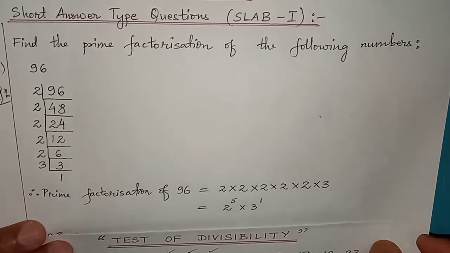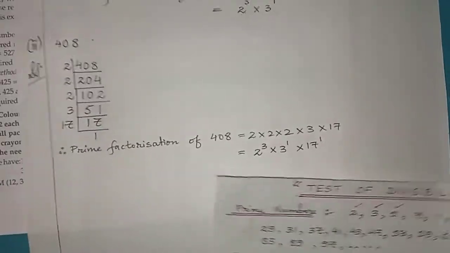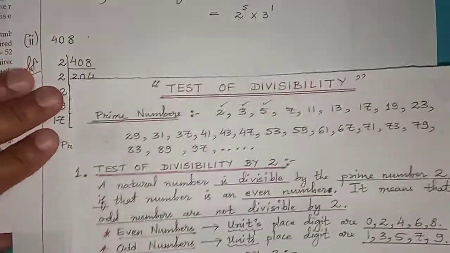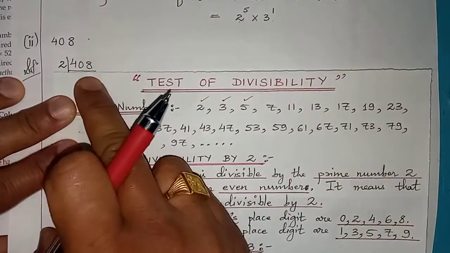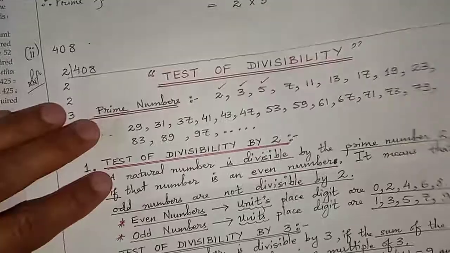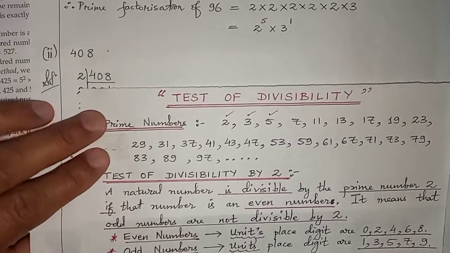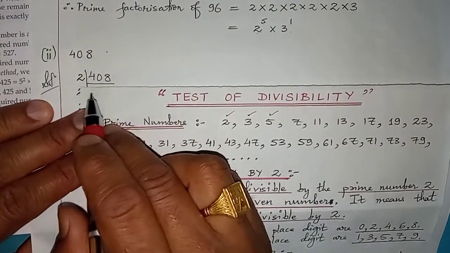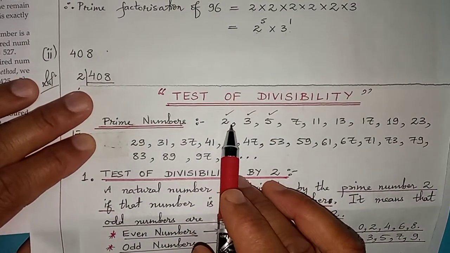Okay, students, so we move on to the second question. The second given number here is 408. Second question in your book is 408. So let's do prime factorization of 408. Okay, so look students, 408. Can we divide by 2 or not? Because I told you we should do prime factorization and prime numbers start from 2.